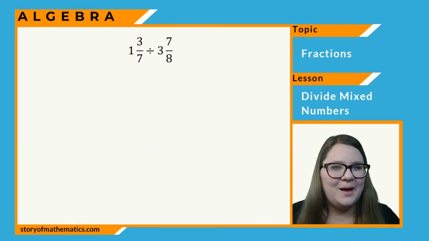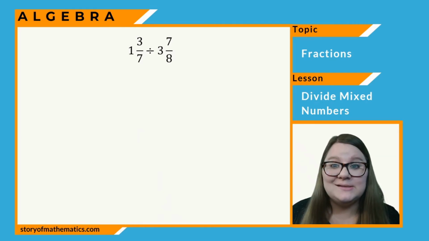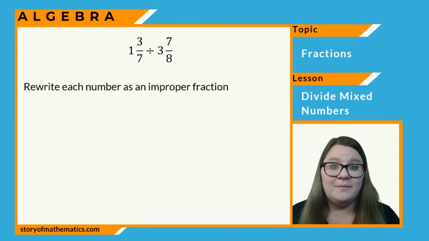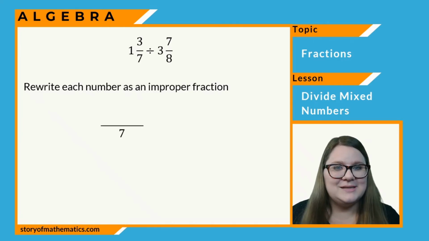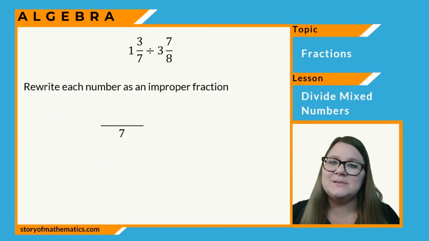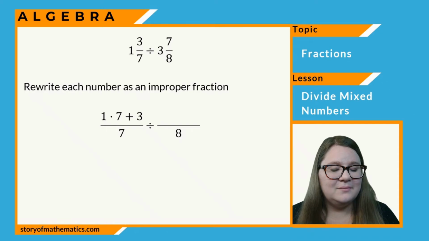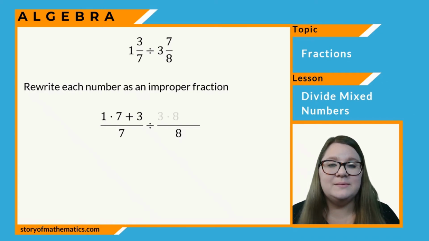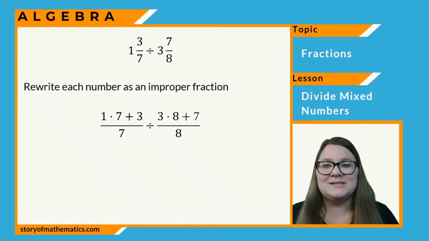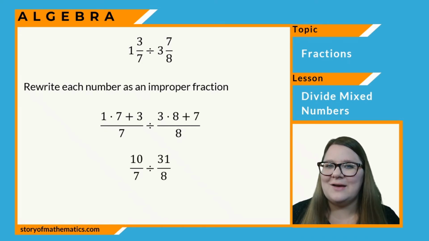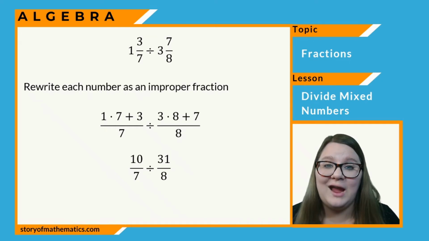Let's try another problem. What if I gave you 1 and 3/7 divided by 3 and 7/8? Well, I'm still going to rewrite each of my numbers as an improper fraction. So that first one, denominator 7, I multiply the whole number 1 times the denominator 7 and add the numerator 3. I'm going to repeat the process for the second fraction. Keep the denominator of 8, multiply the whole number 3 times the denominator of 8 and add the original numerator 7. I simplify my numerators as they're written, and I get 10 over 7 divided by 31 over 8.